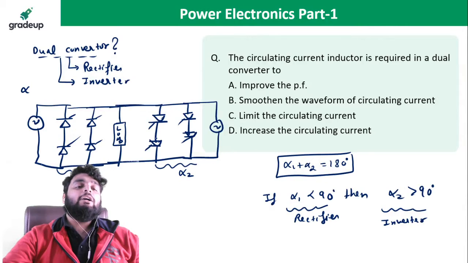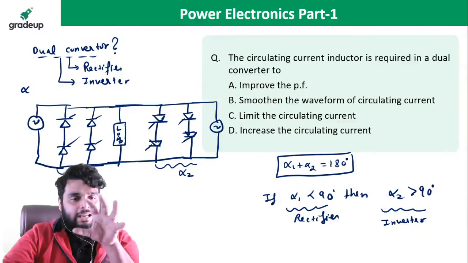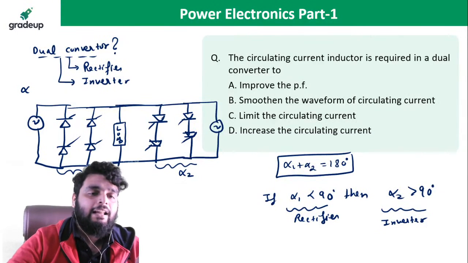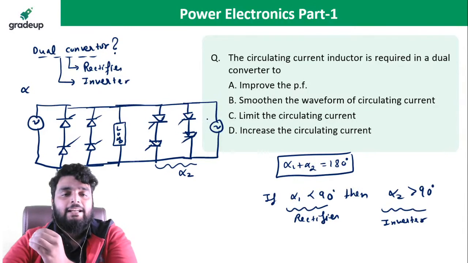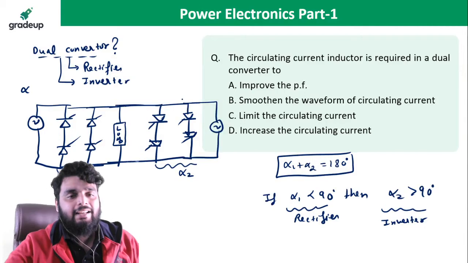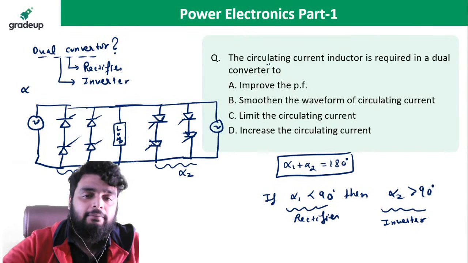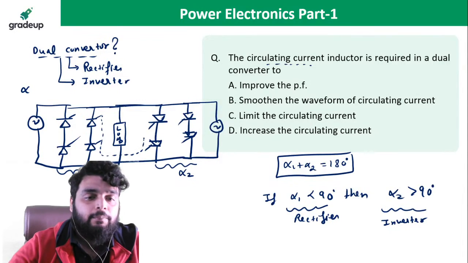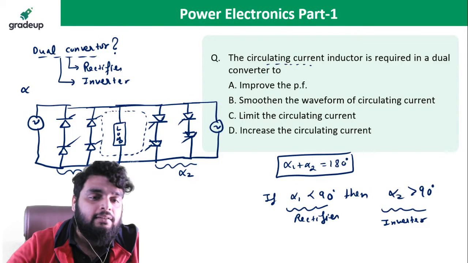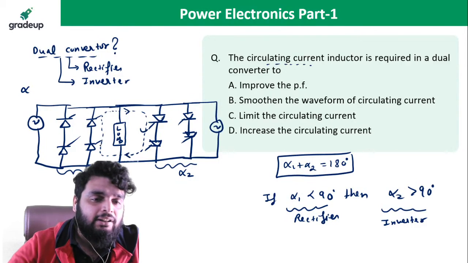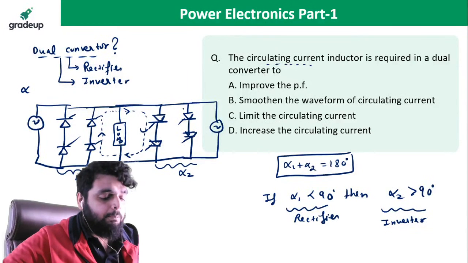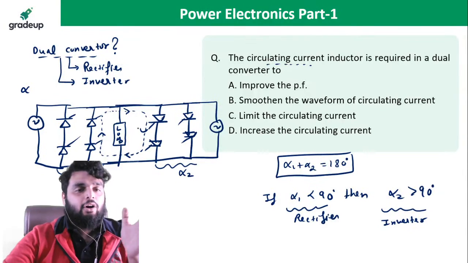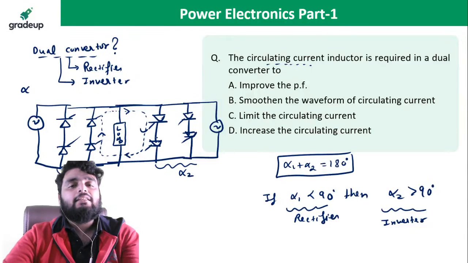So what will happen, guys? Of the two converters in this whole dual converter circuit, if alpha 1 is less than 90, then this side will act like a rectifier. If alpha 2 is greater than 90, this side will act like an inverter. Okay, remember this point. Now, what is the circulating current? Circulating current is a current which flows in this path. See very carefully. Whether the current flows clockwise or anti-clockwise, the direction is not important. If the current is flowing through the thyristors of this leg or the thyristors of this leg, then this is the circulating current.